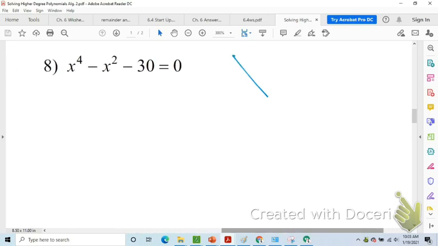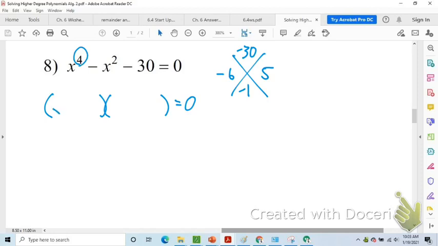Alright, so once again, what are two numbers that multiply to negative 30 and add up to negative 1? I would say 6 and 5, but I need to make the 6 negative. So, I'm going to factor, knowing full well that this is an x to the 4th. So x squared minus 6 and x squared plus 5. Okay? Once you do that, you're on a roll.